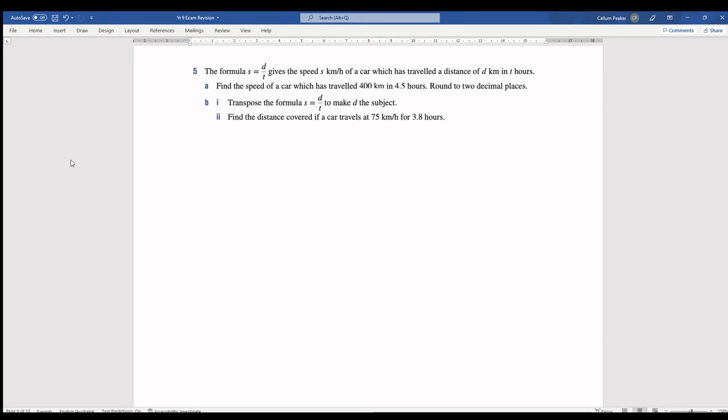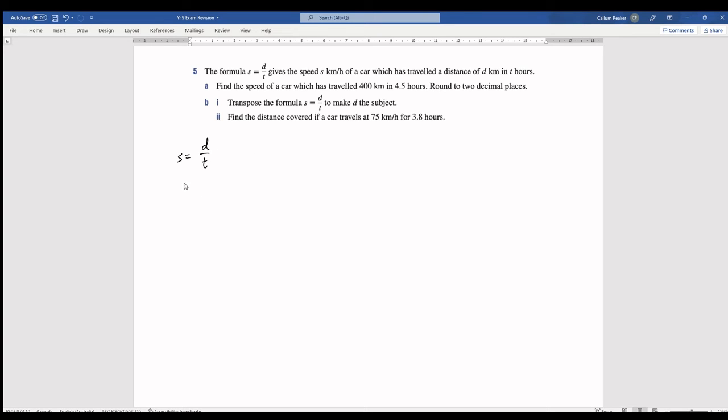Finally, I wanted to look at question 5 from this exercise, and this is because it gives you a very good sort of realistic application of how we'd use formulas, rearranging formulas, substituting values. So let's give it a go. So question 5 says, the formula S is equal to D divided by T, so I'm just going to write that down. S is equal to D over T, gives the speed S in kilometers per hour of a car which has travelled a distance of D kilometers in T hours.